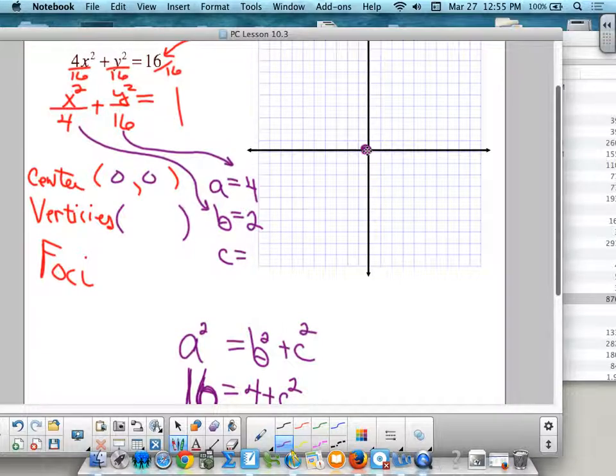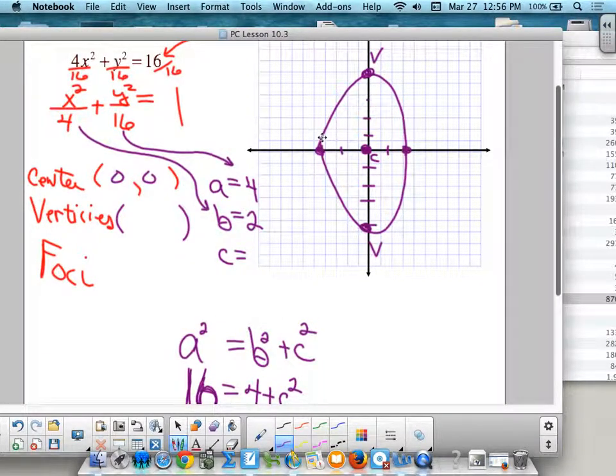So you got to go up 4. A is 4. I'm going to go up 4. 1, 2, 3, 4, right there. 1, 2, 3, 4, right here. That's the major. The major will have the vertices and the center all lined up. The minor would be the B value. 2 to the right, 2 to the left. We do not call these vertices, they're just points on the ellipse. Okay, so it's going like this, this, this, this, okay?